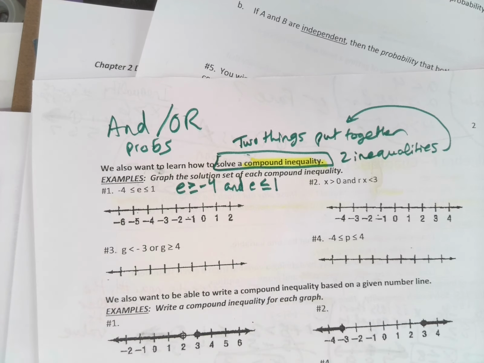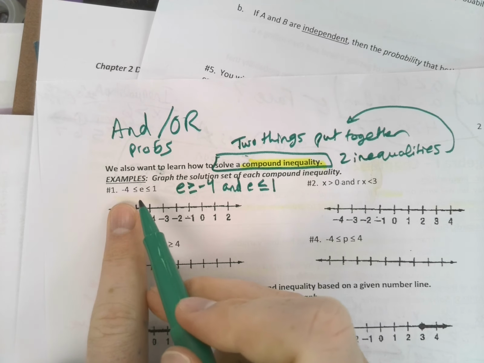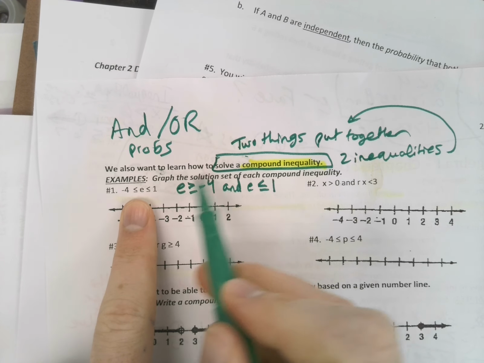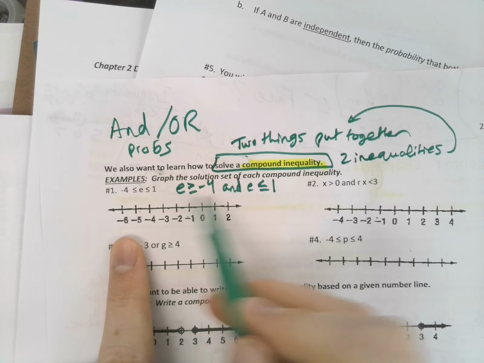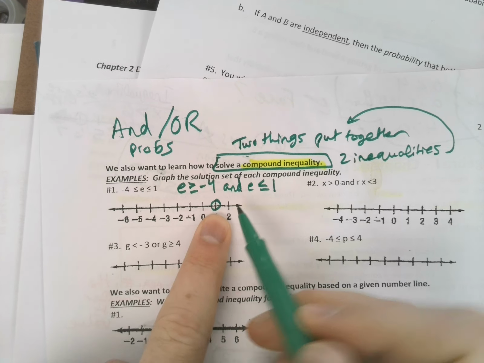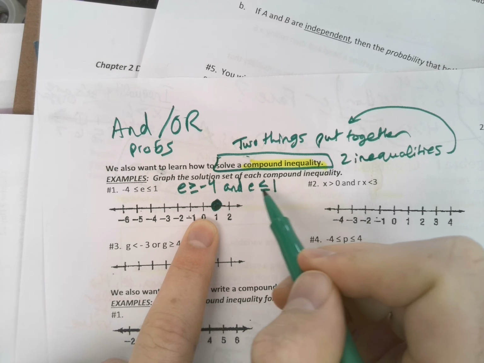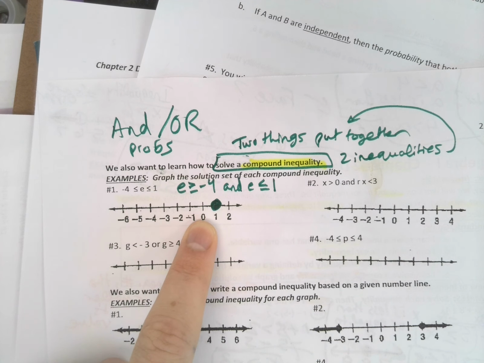This is an example of an "and" problem. And guess what? All "and" problems have similar graphs. Because let's put a dot down. Where will one dot go here? What number do you see in number 1 here? Do you see a number? How about 1? Will this be an open or closed dot? Yes, ma'am. It will be closed because E could be equal to 1.